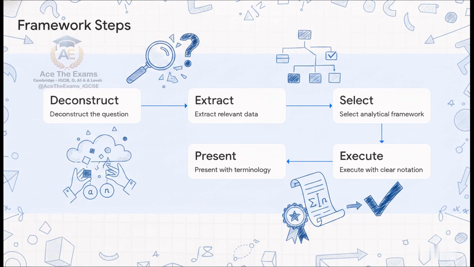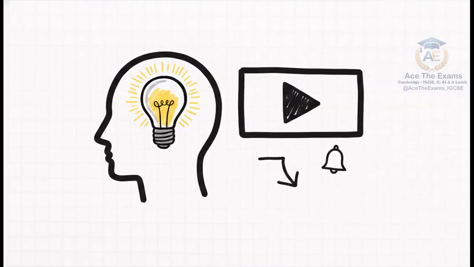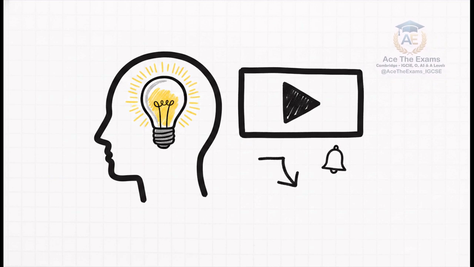Step 3, select your analytical framework. Are we proving convergence or divergence? Step 4, execute with crystal clear mathematical notation. Do not be sloppy here. And finally, Step 5, present your conclusion using the correct terminology. By strictly and routinely following this framework, you are directly developing the professional mathematical habits that examiners explicitly look for and reward with top marks. Now, under exam conditions, with the clock ticking down, it's easy to panic and forget your structure. So to lock this framework in, I highly recommend using a memory hack.